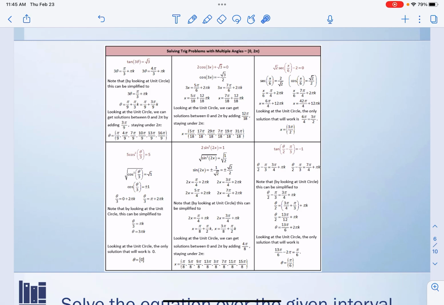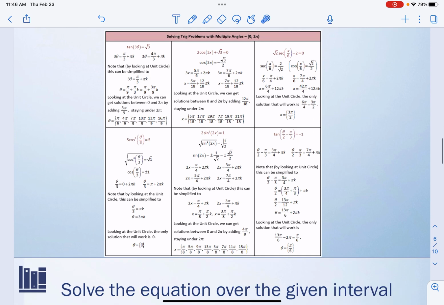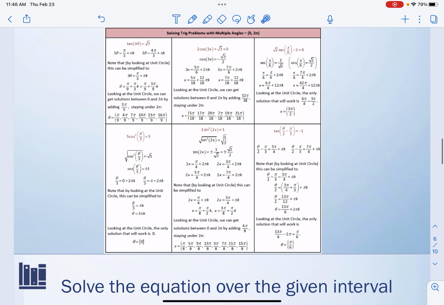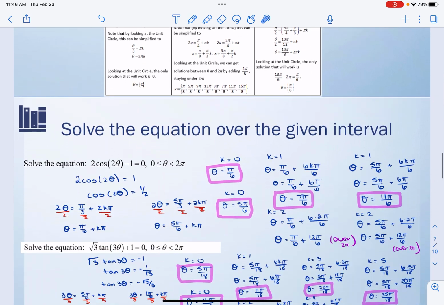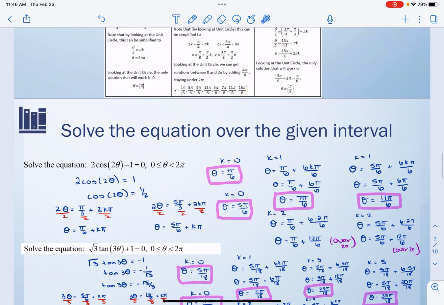Hi, today we're going to look at solving trigonometric equations over a given interval. Now, there's about 6 problems here that you can look at, and it shows you step by step how to do it. I'm going to go over a few, using the knowledge that we just learned on solving trigonometric equations in general form.